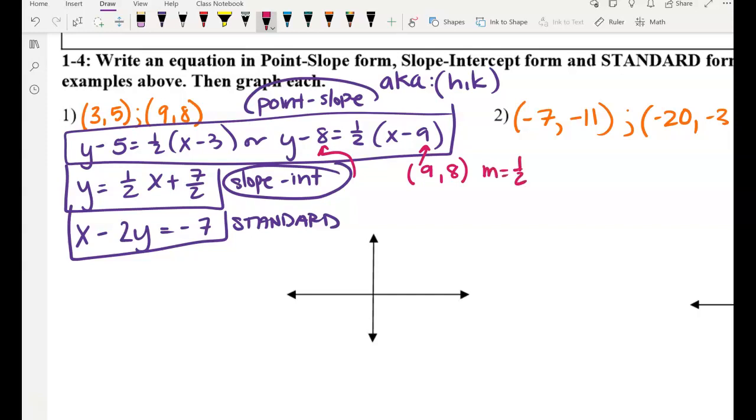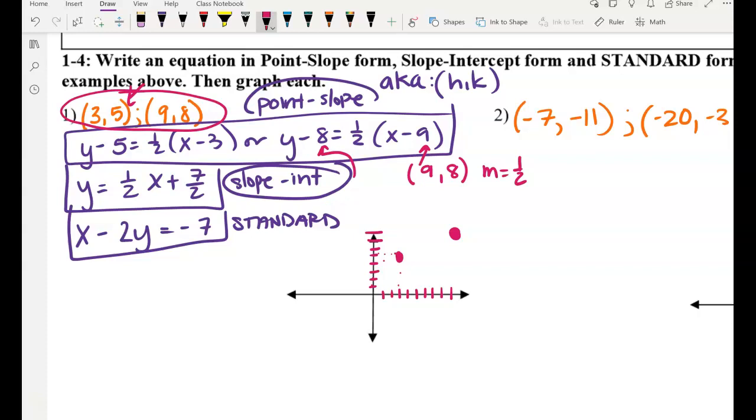Now, obviously, you were given 2 points to begin with, so we can sketch that out as well. So I'm going to make 9 tick marks: 1, 2, 3, 4, 5, 6, 7, 8, 9, and 1, 2, 3, 4, 5, 6, 7, 8. So 9, comma 8 is that dot. We can graph 3, comma 5: 3, 2, 4, 2, 3, 4, 5, up 3. Okay. Now use your straight edge and connect your line.